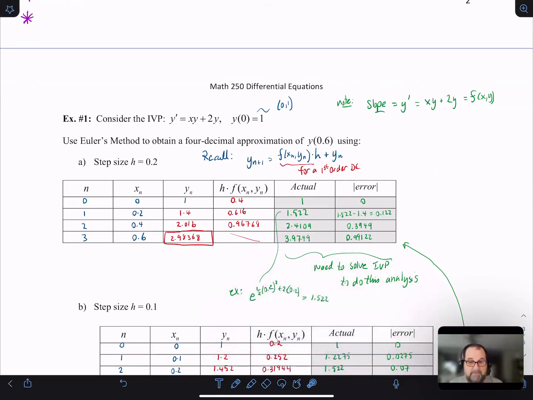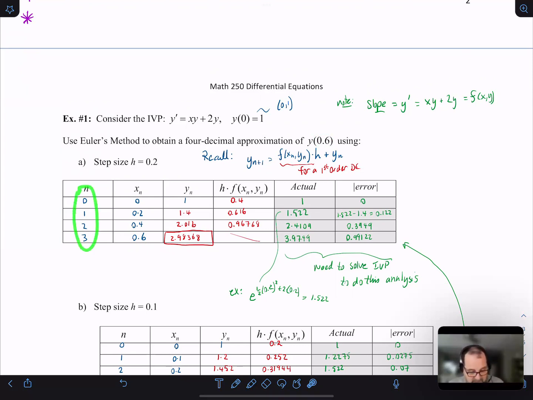Again, we can fill a lot of this out fairly mindlessly. The n is simply a counter for which step we're on. We always start at step 0. The beginning is step 0. So we can simply fill out this table: step 0, step 1, step 2, step 3, x sub n. Remember that x sub n starts at x equals 0, and if the step size is 0.2, then x0 is 0, x1 is 0.2, x2 is 0.4, x3 is 0.6. Notice the setup here is geared to getting us to x equals 0.6. This is the place that we are trying to evaluate our DE at, or our initial value problem at.